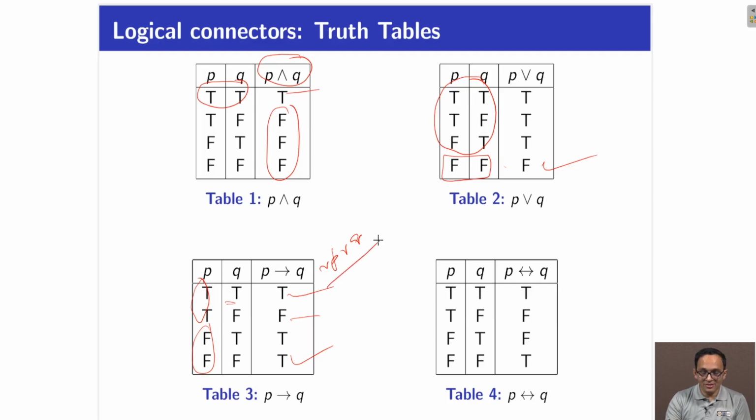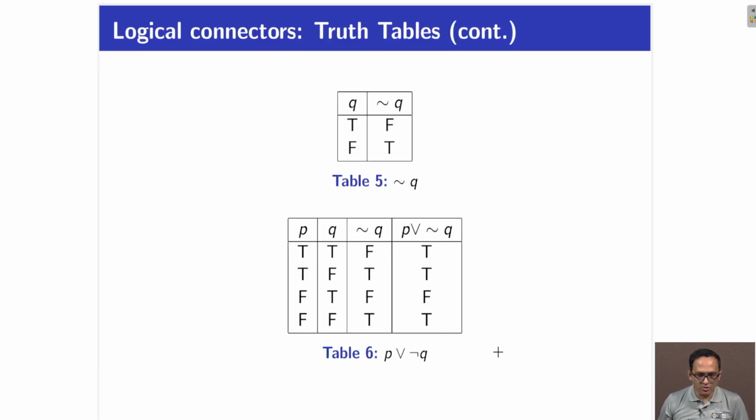By bi-implication, if both P implies Q and Q implies P hold, it means whenever both of them are the same, only then it will be true. Whenever they are different, true and false, or false and true, it will be false. These things you know already. Similarly, the negation: if it is true, the negation will be false, and if it is false, the negation will be true.